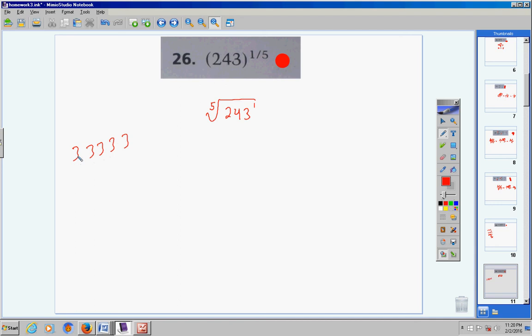Let's see, 3 times 3 is 9, 27, 81, times 3. Yeah, it's 3. 3 times 3 is 9, times 3 is 27, times 3 is 81, and 81 times 3 is 243. Just like that. 5 3's multiplied together give me 243. So the fifth root of 243 would be 3, excuse me. And guys, I did that without a calculator, okay? It's pretty simple.